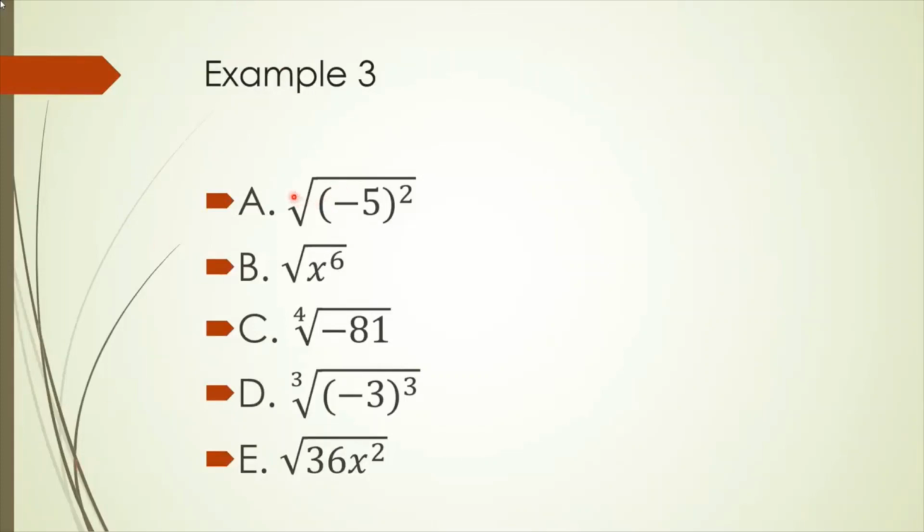With the first one, when there is no number for the index, you can assume that it's an even number, 2. Square root, square is a reference to 2. So you would take the square root of a square, they undo each other, but it's going to be the absolute value of negative 5, so the result is 5.